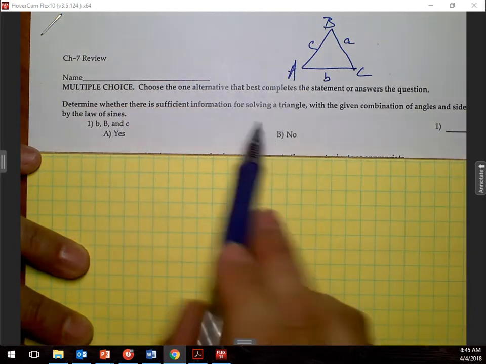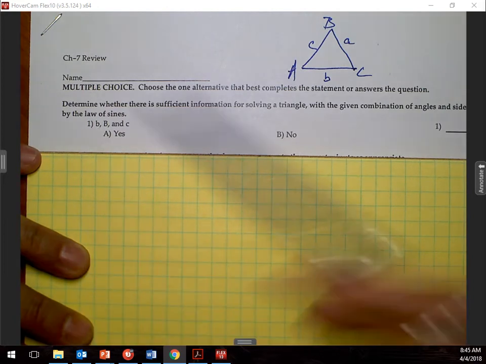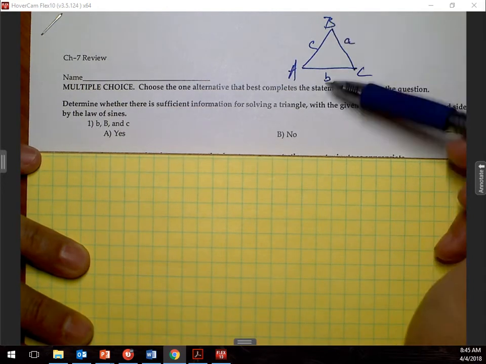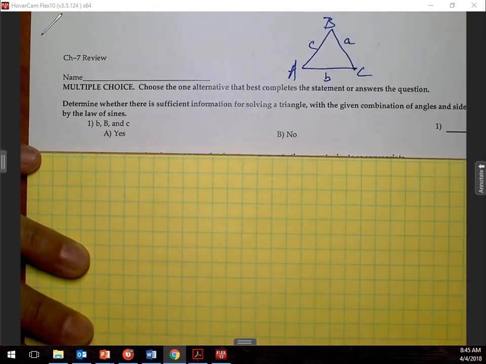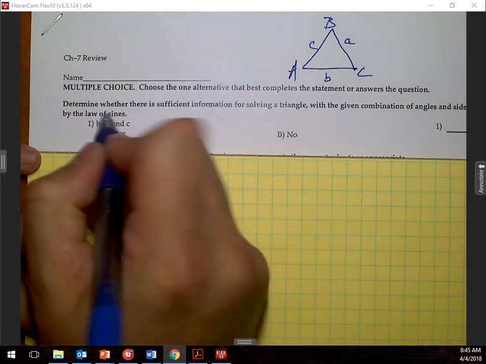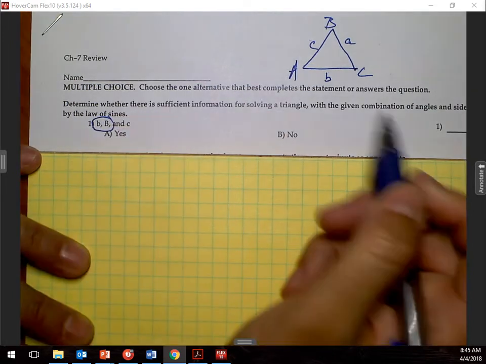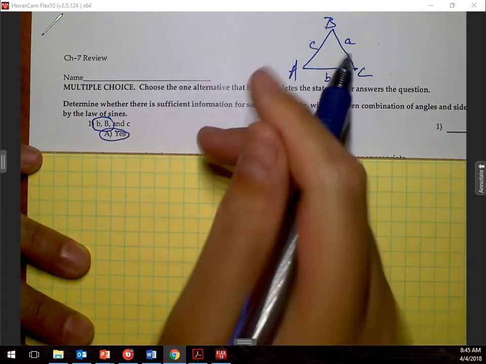Okay, so I have big B, little b, and c. Can I use law of sine now? Yes. What is the key thing that you need to use law of sine? A pair. Gotta have a pair. Do I have a pair? Yes. Yep, that is good.